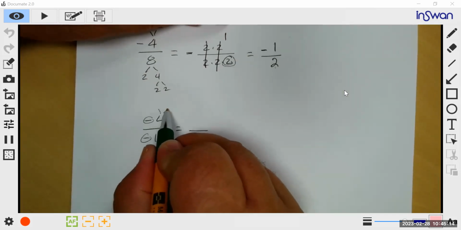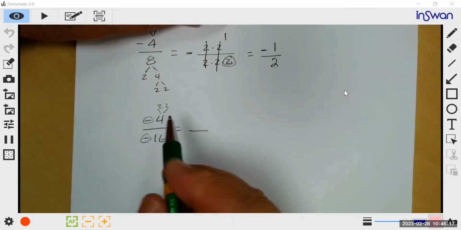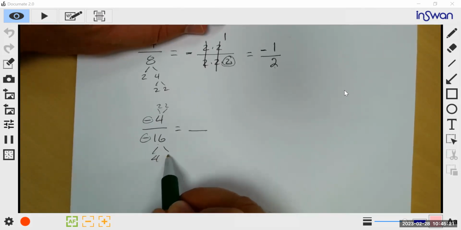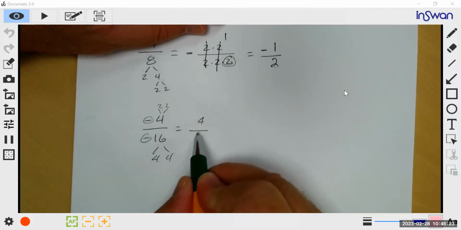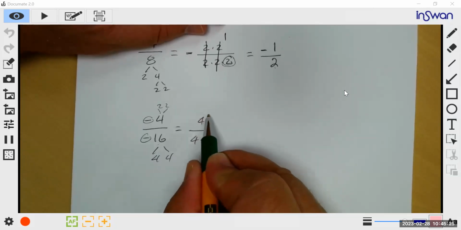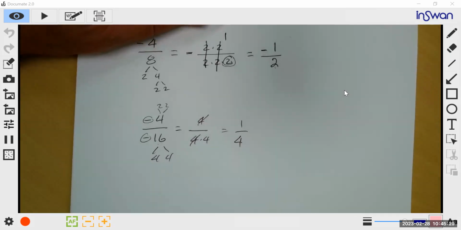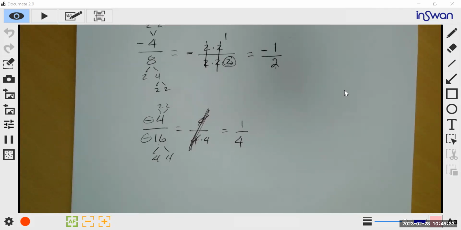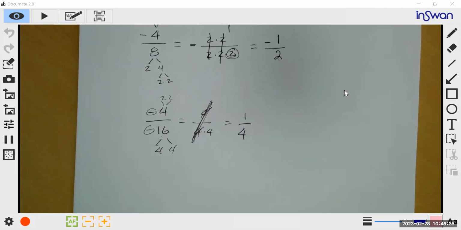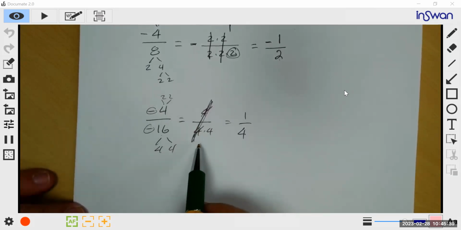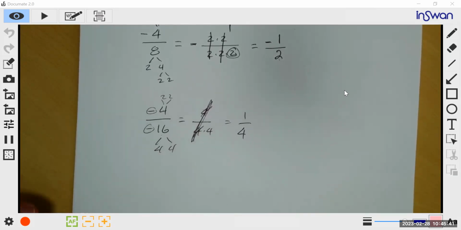We know we have 2 times 2. Can everybody see that 16 is made up of 4 times 4? So we have a 4 on top, 2 4s on the bottom. So our final answer is 1/4, because these 4s cancel. Or if you don't see that, go 2 times 2 on top, 2 times 2 times 2 times 2 on the bottom.